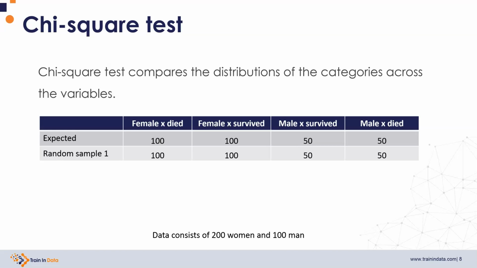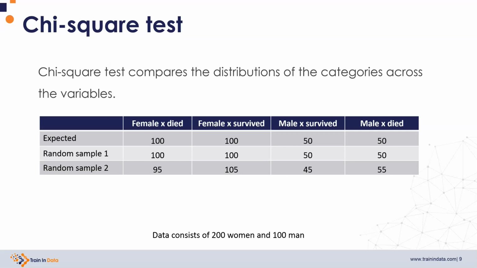And then what I'm going to do is compare the frequencies in my extracted sample with my expected distribution. It's fairly obvious that random samples are random, so the distributions are not always going to be identical to the expected distribution. There is going to be some variability. For example, here I take another sample and I see that I have 95 women that died, 105 that survived, 45 men that survived, and 55 that died. Now, is this distribution similar to the expected one? The chi-square test will help us determine so.